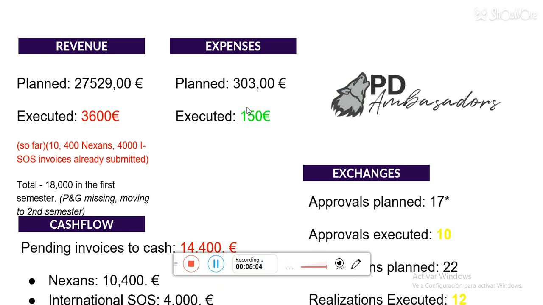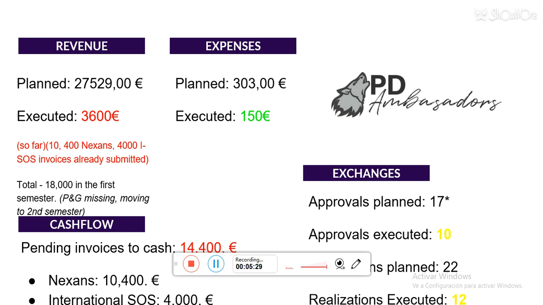Regarding expenses, I didn't have any expenses, just the PD Summit in Germany, so it wasn't that bad. And for exchanges, we planned 17, we have 10. And for realizations, we planned 12 and 22, and we have 12. This is not currently updated because actually we have more. But in that moment, that's what we had, like around December. But we were super close to reach the revenue goal and the realizations goal.